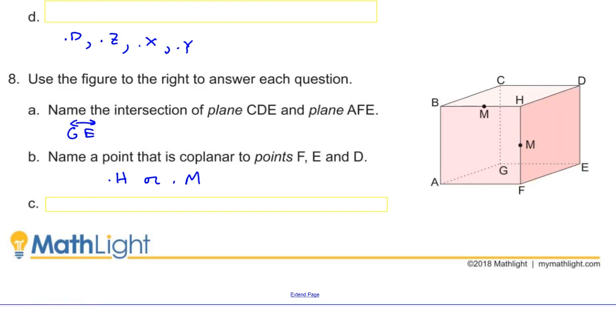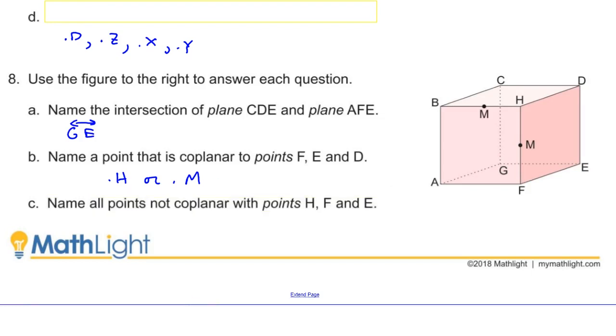Okay, and last question. Last thought. Name all points not coplanar, or all points non-coplanar with points H, F, and E. So let's take a look at points H, F, and E. Name all the other points that are not in the same plane. Once you pause the video, give it a shot, and then turn it back on. All right, here we go.